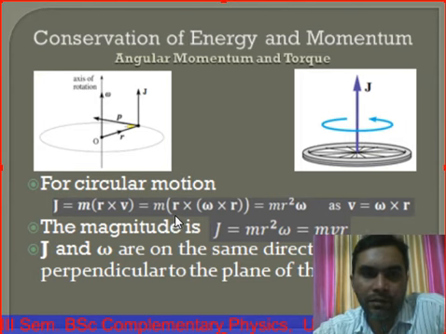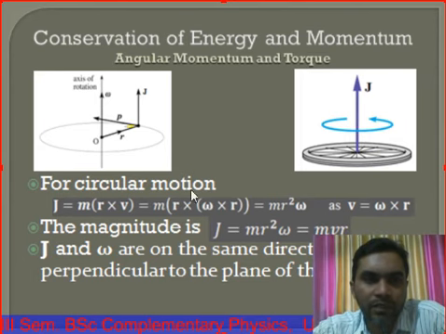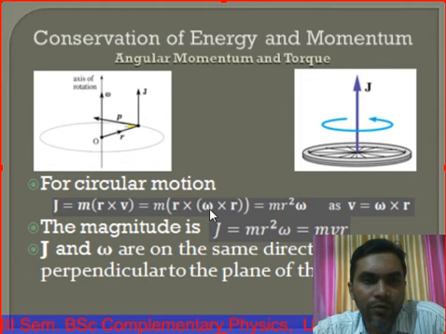because here a dot c becomes r dot r, that is r square into omega. Then a dot b c, r dot omega, will be 0 because r is along the plane of the circular motion and omega is perpendicular to that. So r dot omega will be 0. There will be only one term, mr square omega.